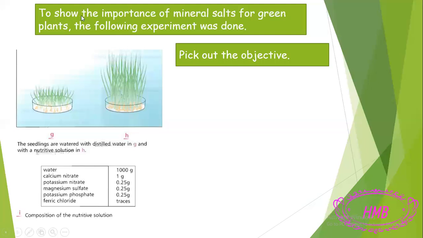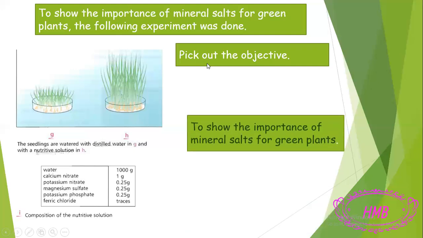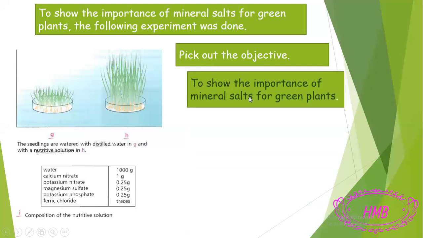طيب بقرأ الجيفن. To show the importance of mineral salts for green plants, the following experiment was done. L'objective هو الهدف. Why we do this experiment? Why we do it? To show the importance. That means the objective will be to show the importance of mineral salts for green plants. Pay attention إنه this kind of question دايما حيكون نفس طريقة الإجابة. يعني لما بيكون في عندي pick out معناتها from the given I should pick out the answer. تاني شيء objective معناتها الهدف. Why we make this experiment.